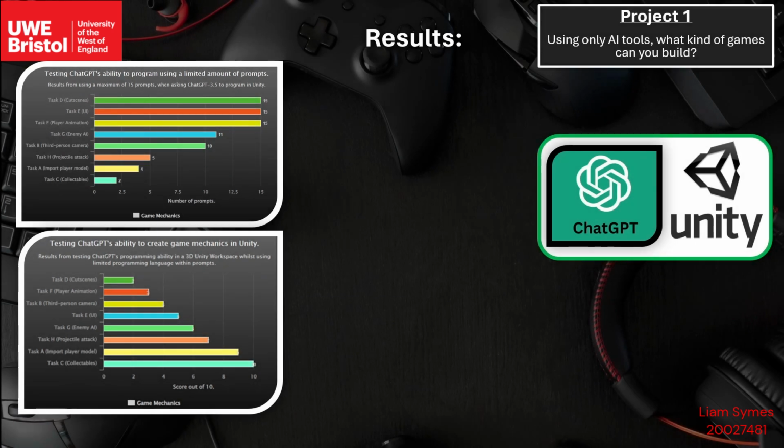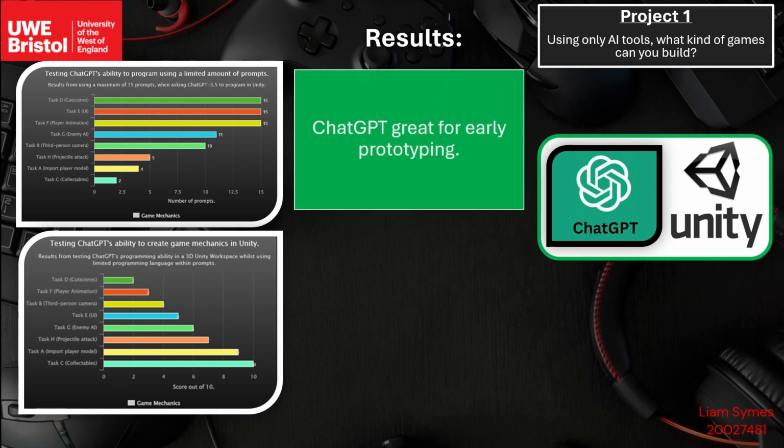I rated each mechanic out of 10 based on how many prompts it took to get functional and how well it actually functions. I also tracked the number of prompts it took to get each mechanic to a functional base level, up to a maximum of 15 prompts. This was to limit overspending time on a given mechanic and is representative of the likelihood that an online tutorial with human initiative would be more efficient than trying to get an AI to do the work.